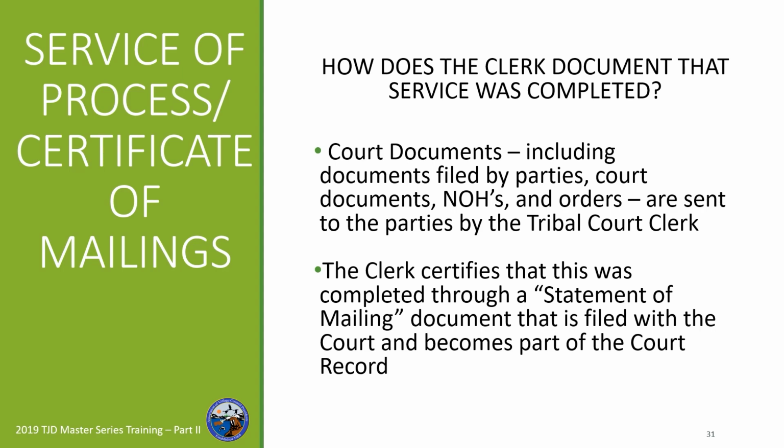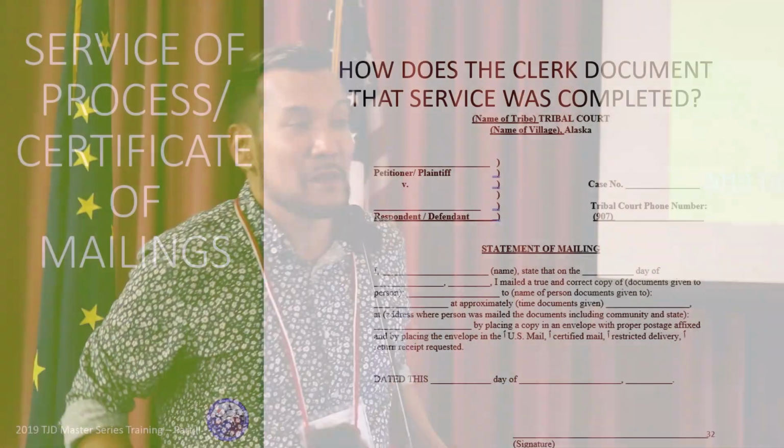Essentially what the clerk does, if there's an order or a notice of hearing, the clerk is going to send it to all the parties, and she's going to document, or he's going to document on that notice of hearing, I certify that on this date I sent this document to these parties, and they'll sign off on it. And that's going to serve exactly the same as a notice of service. And so this is what a statement of mailing looks like.